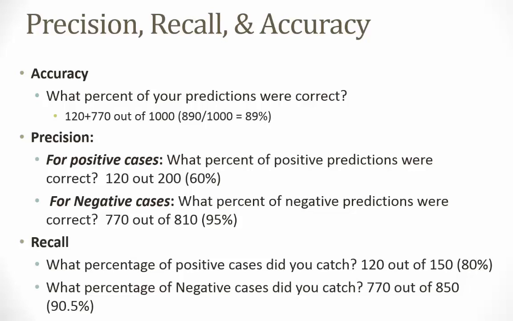Recall refers to the percentage of each case or each category that you could actually catch. Here, for positive cases, you actually had 150 positive cases in your population. You could catch 120 of them. So that's 80%. And for negative cases, you had 850 and your model could catch 770 of them. That's close to 90%, 90 and a half.